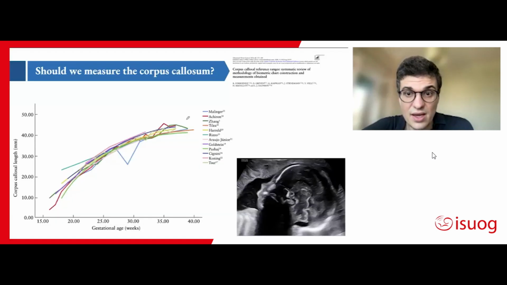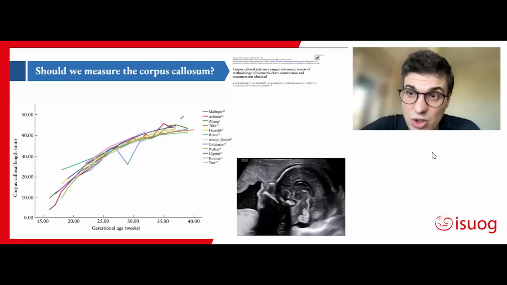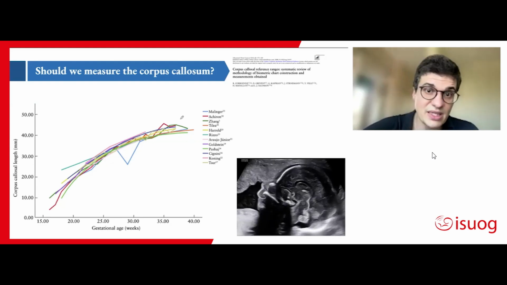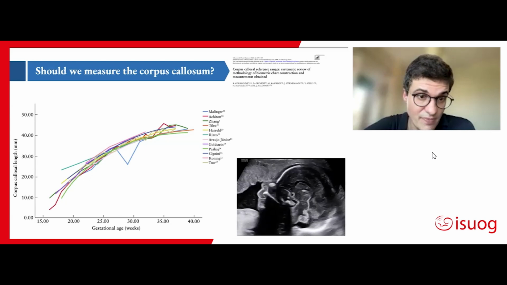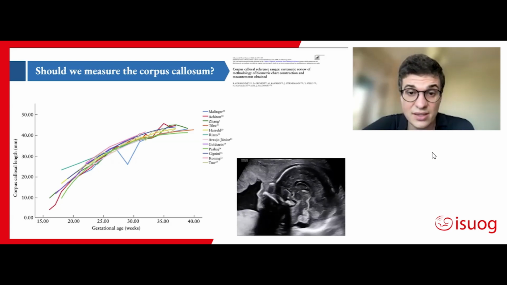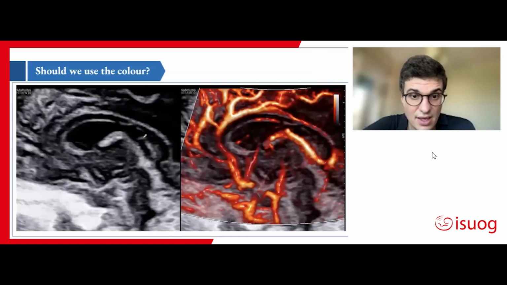Should we measure the corpus callosum itself? This is very questionable because we know that at least a couple of systematic reviews and meta-analyses have shown that there is a great variability in the reported charts of fetal brain structures, and this of course involves the cerebellar vermis and especially the corpus callosum. So can you see, the most published charts of the corpus callosum actually differ as regards their methodological quality and also their percentiles.